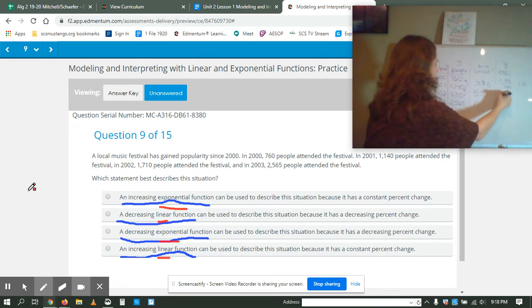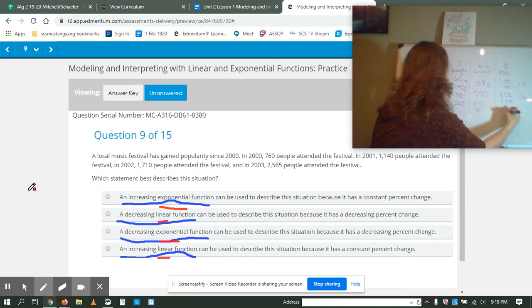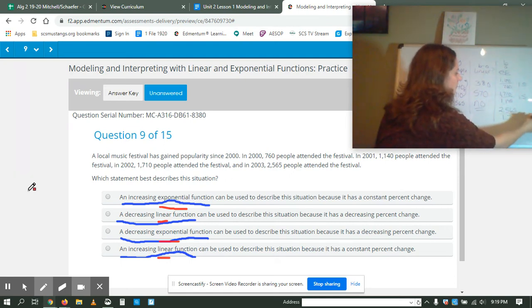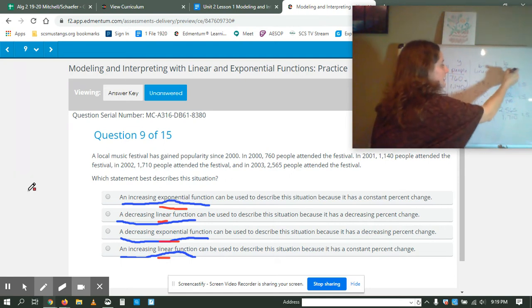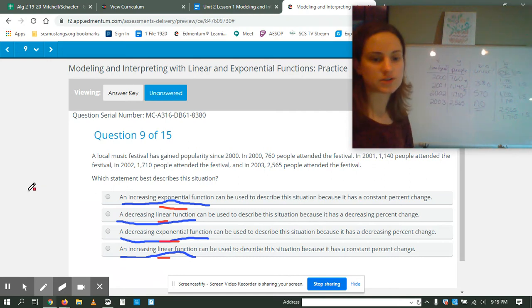And then if I do the same thing, 1,710 divided by 1,140, I also get 1.5. And then I like to check all of them just to make sure they didn't put some kind of sneaky problem in there on me. 1,710, put that in the calculator and divide it out, and that will give me 1.5 as well. So this tells me that yes, this is going to be an exponential function.